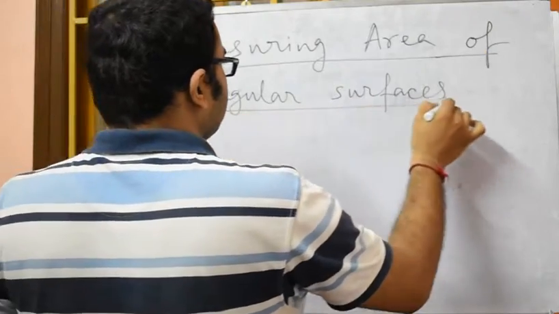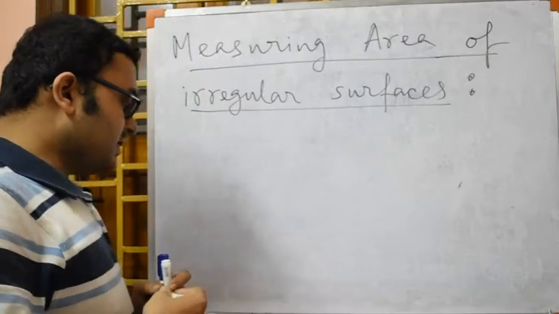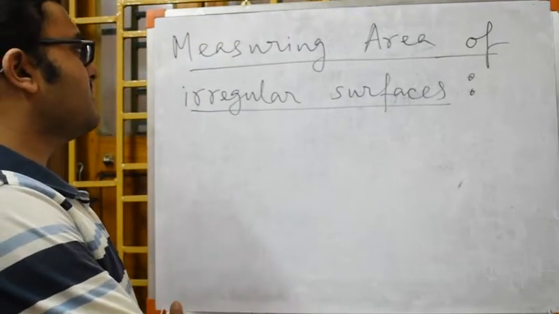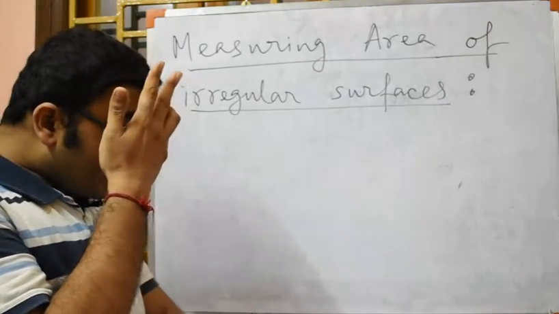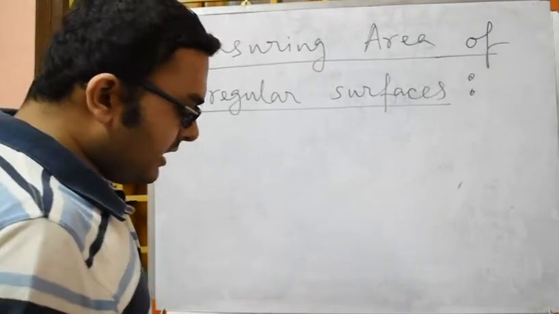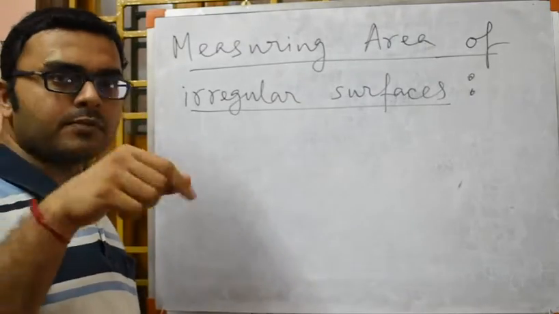So what is the procedure for measuring the area of irregular surfaces? For measuring the area of an irregular surface, you need a graph paper. You all know what a graph paper is. You need a graph paper which has some grids, meaning some square boxes.